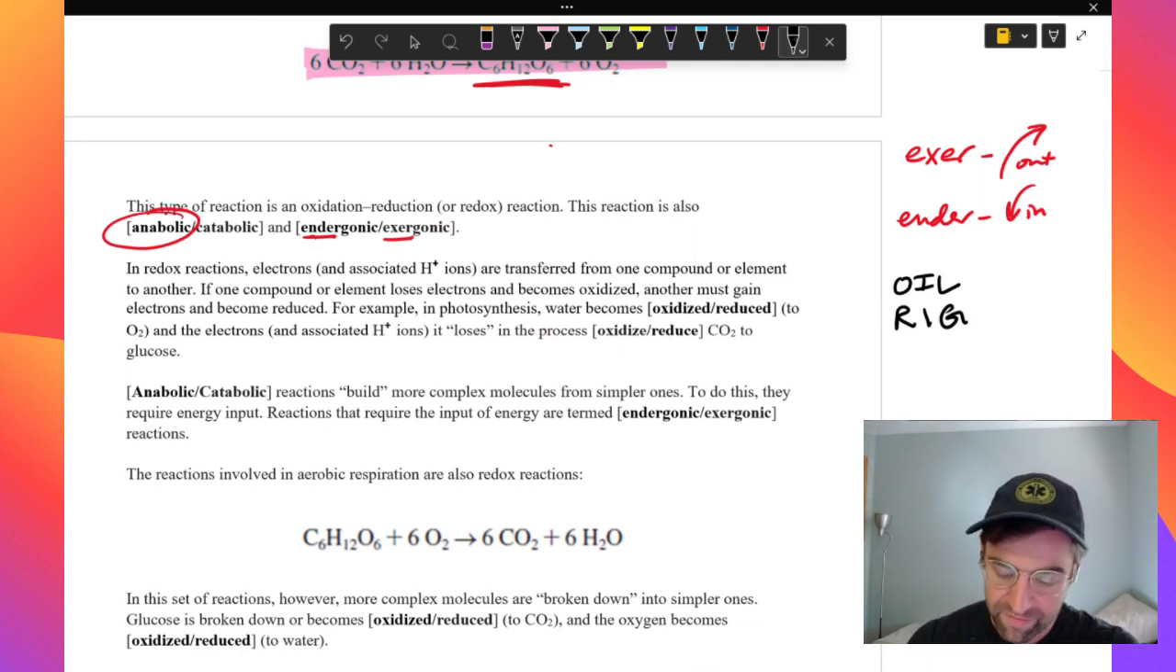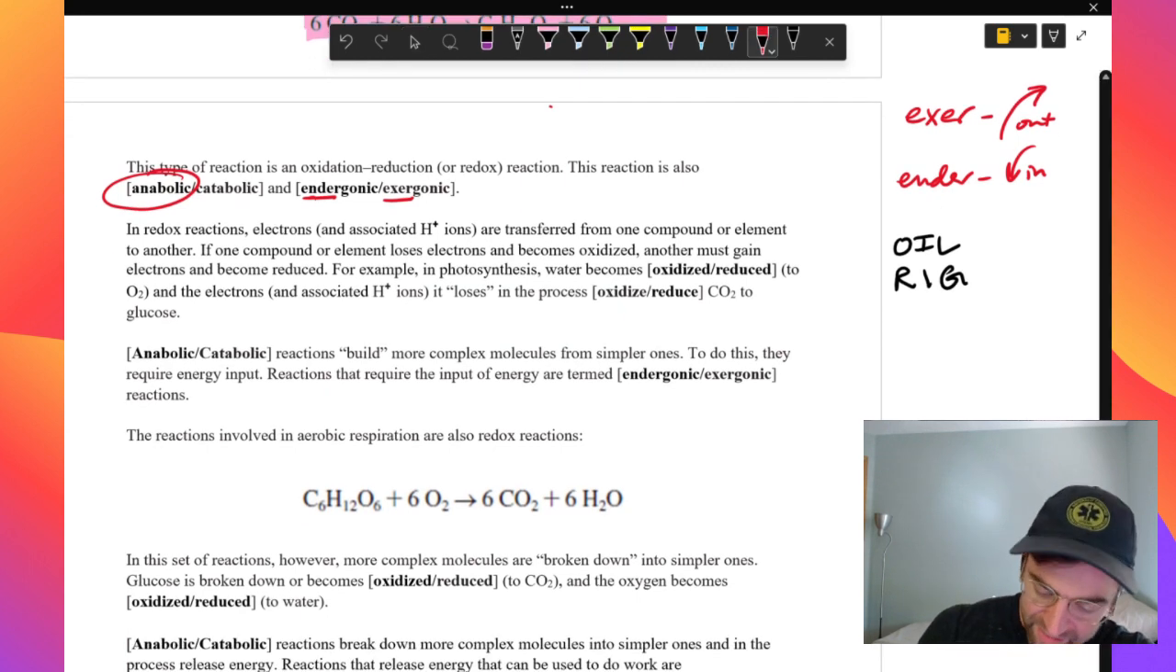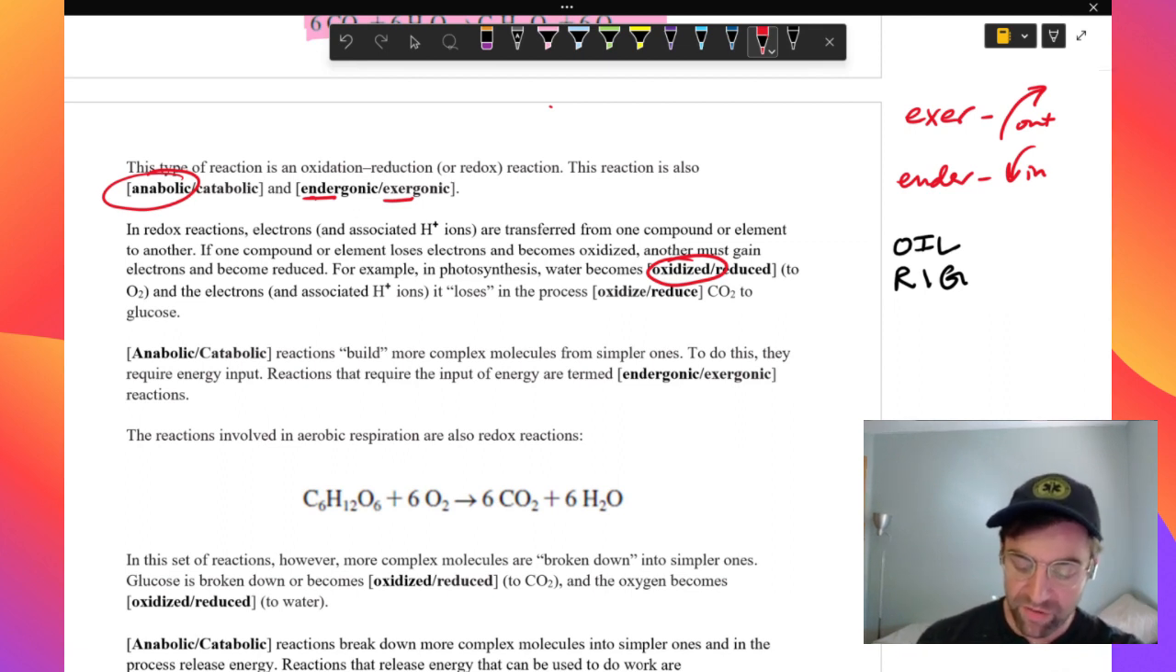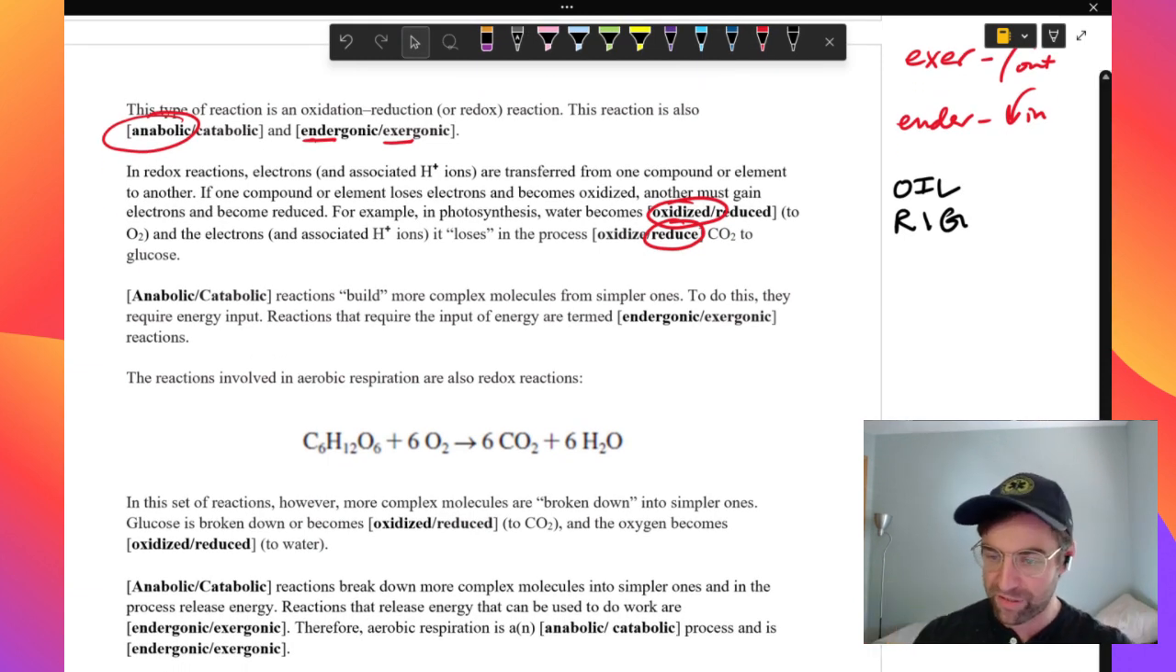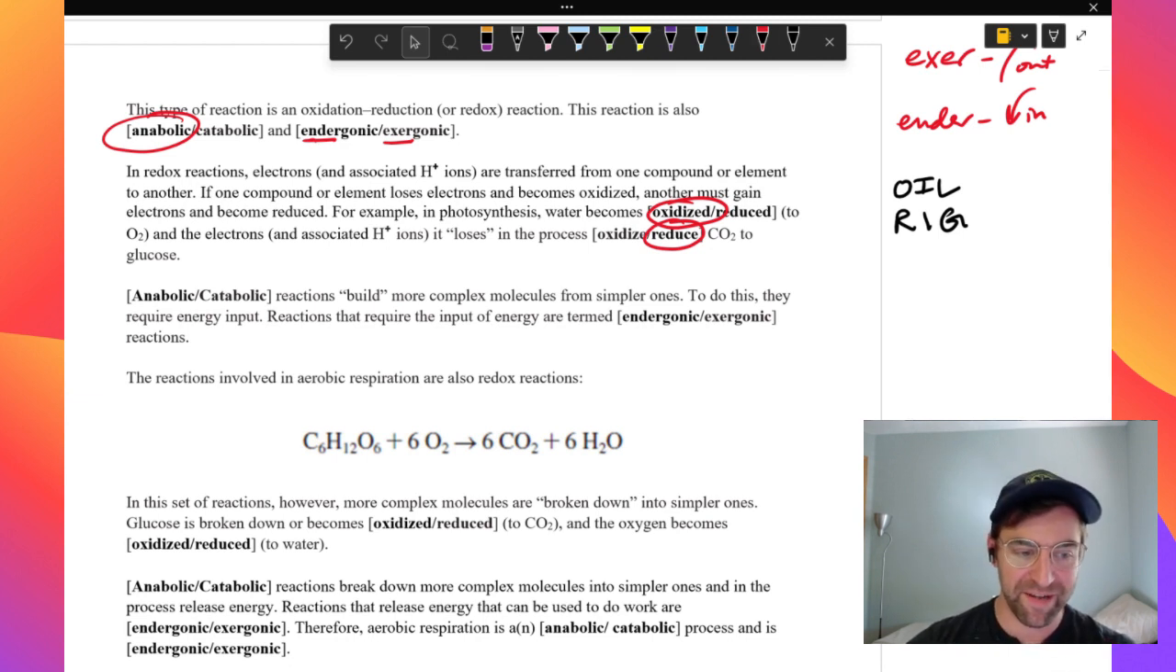Let's see, for example, in photosynthesis, does water become oxidized or reduced? Does it gain electrons or does it lose electrons? In this case, water becomes oxidized to O2, and the electrons and associated protons it loses in the process reduce CO2 to form glucose. So keeping track of where electrons and charges go will get easier with practice. So trust the process there.